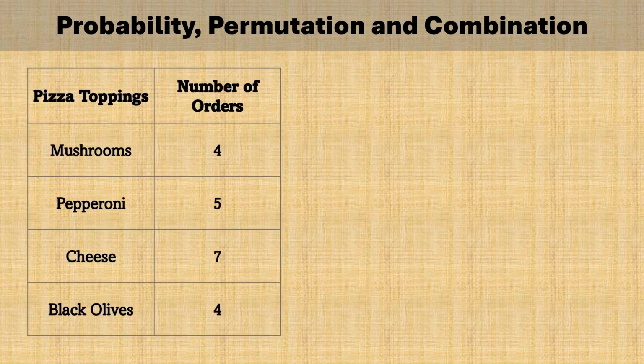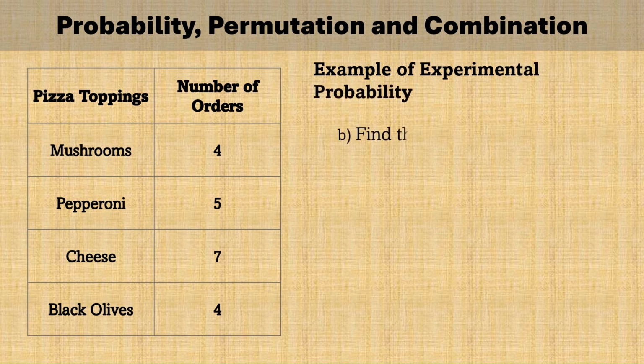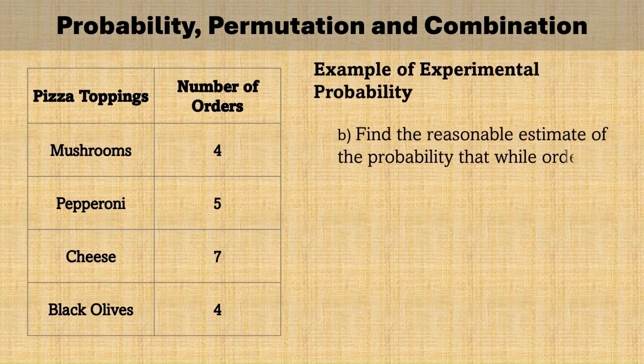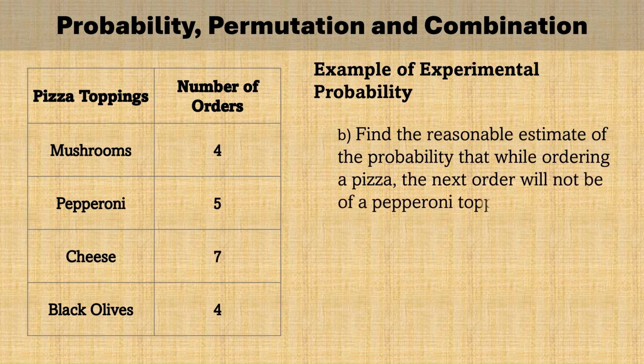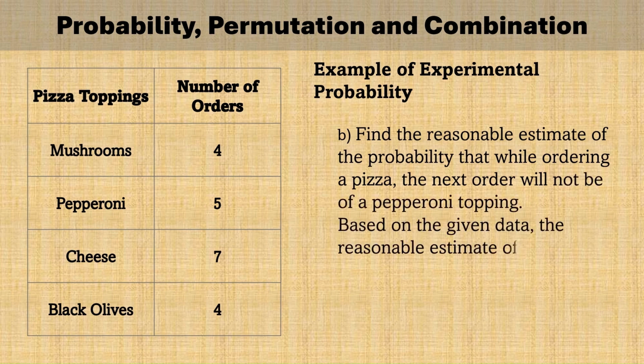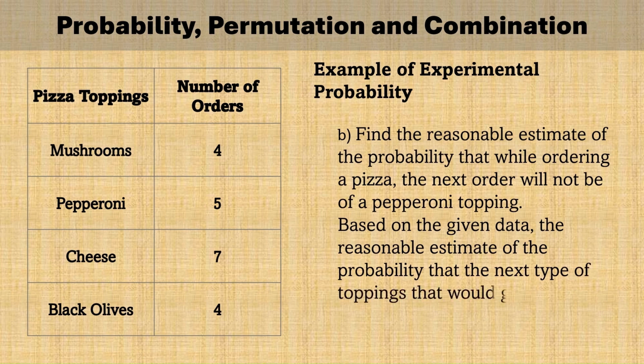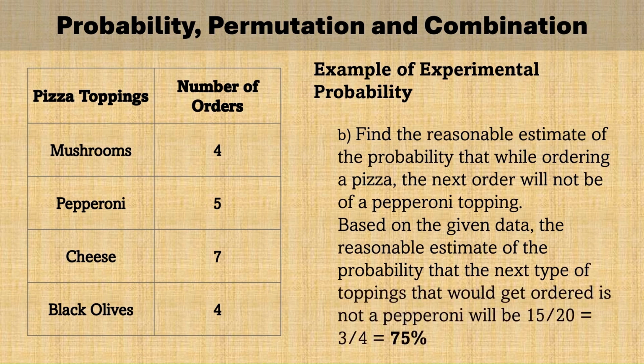Another example of experimental probability using the same observations. Find the reasonable estimate of the probability that while ordering a pizza, the next order will not be of a pepperoni topping. Based on this data, the reasonable estimate of the probability that the next type of topping that would get ordered is not a pepperoni will be 15/20 equals 3/4 equals 75%. Why is it 15/20? It is because out of 20 orders, 5 were pepperoni, and the rest were mushrooms, cheese, black olives with a total of 15 orders.